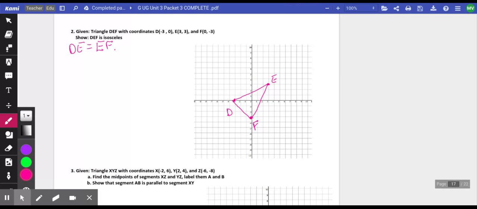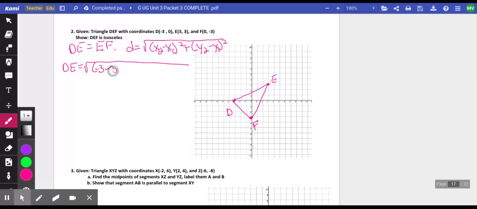How I can show lines are equal is using the distance formula. D equals the square root of x2 minus x1 squared plus y2 minus y1 squared. And I want to do that for DE and EF. So for DE, I'm going to do the square root of negative 3 minus 3 squared plus 0 minus 3 squared. And I do that on my calculator.